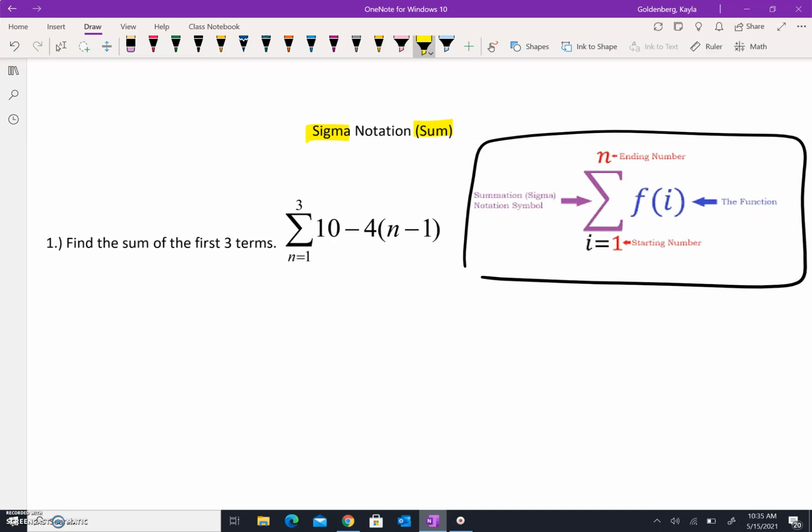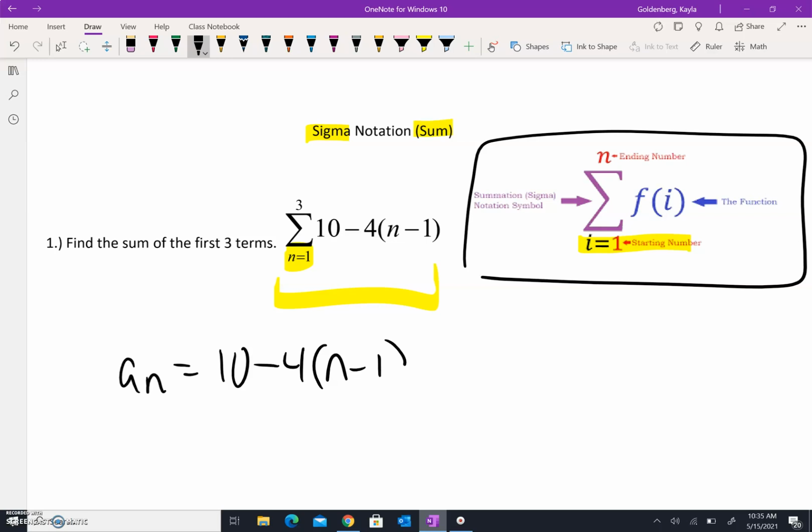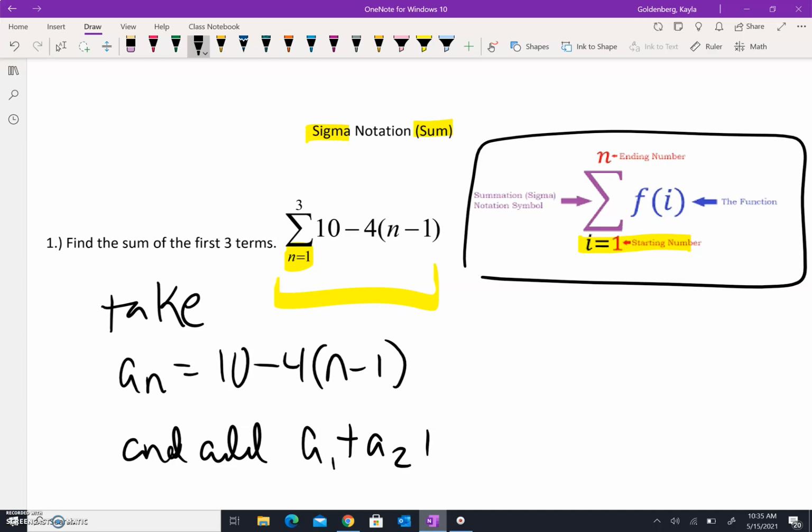So the bottom is our starting number. So this is where we're going to start. Actually, why don't we just start with the big idea. We're adding the first 3 terms. So what this sigma notation is trying to say is take the rule, a sub n is 10 minus 4 times n minus 1. That's the same rule we've been working with. So the sigma notation is saying take this rule and add term 1 plus term 2 plus term 3.